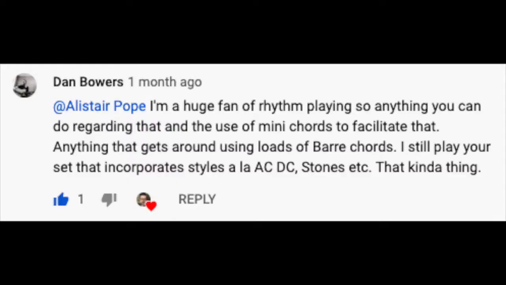One of my subscribers, Dan Bowers, wrote, I'm a huge fan of rhythm playing, so anything you can do regarding that and the use of many chords to facilitate that. Anything that gets around using loads of bar chords. That is a great question, Dan. Let's have a look at those chords.